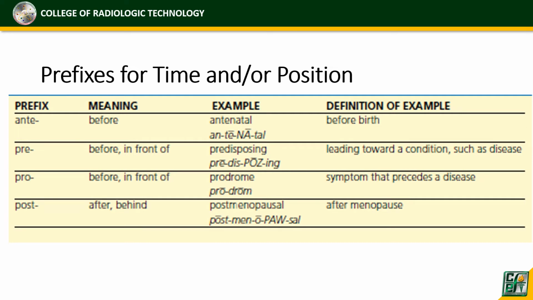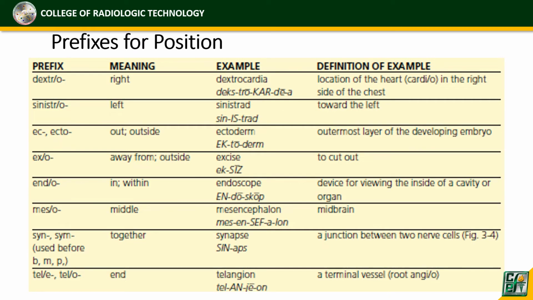Okay, so next, prefix for position. Dextro means right. If dextro means right, what does towards the left mean? We have sinistro, meaning left. Sinistro means left, so sinistrad means towards the left.